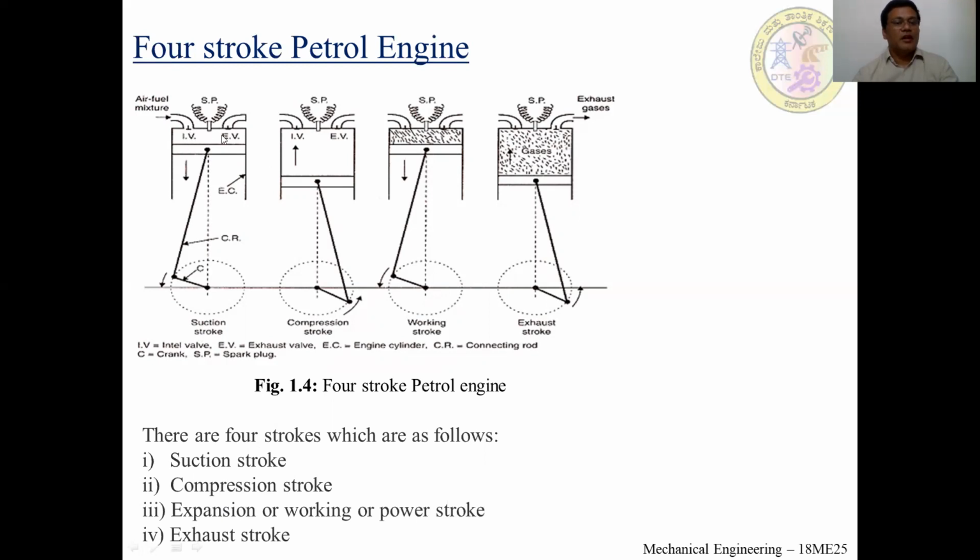This is the inlet valve and exhaust valve. In case of a two-stroke engine, instead of valves, we had 3 different ports. So first we'll take the suction stroke, the first stroke. At the beginning of this stroke, the piston is at TDC.